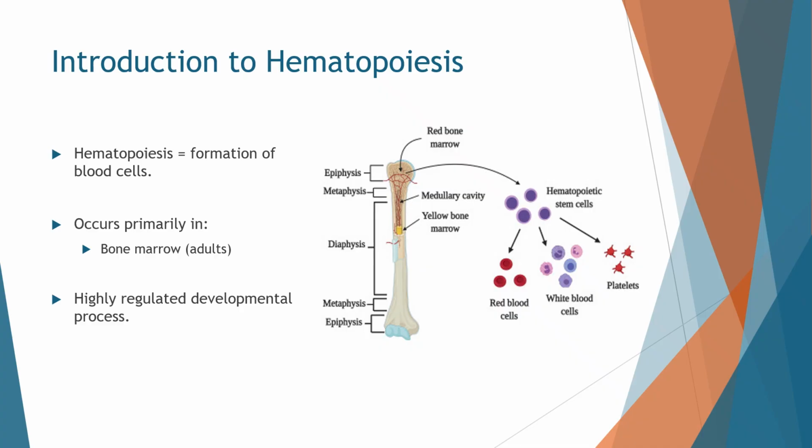Now we arrive at one of the central concepts of hematology, hematopoiesis. Fancy word, simple idea. Hematopoiesis just means formation of blood cells. In adults, this happens primarily in the bone marrow, specifically red marrow located in axial skeletal sites like the pelvis, vertebrae, the sternum, ribs, and proximal long bones.